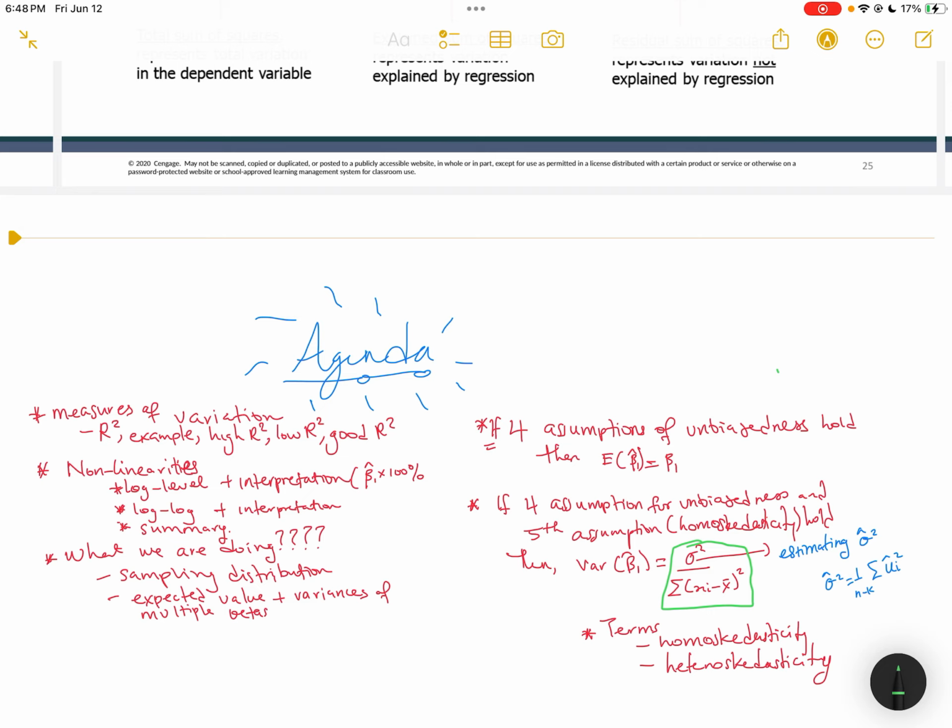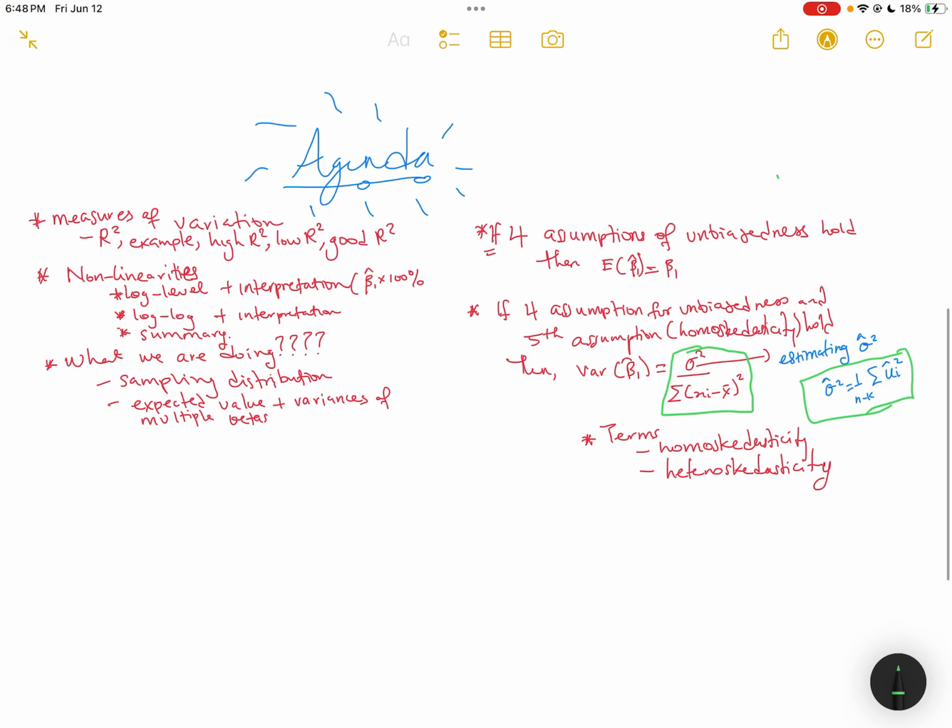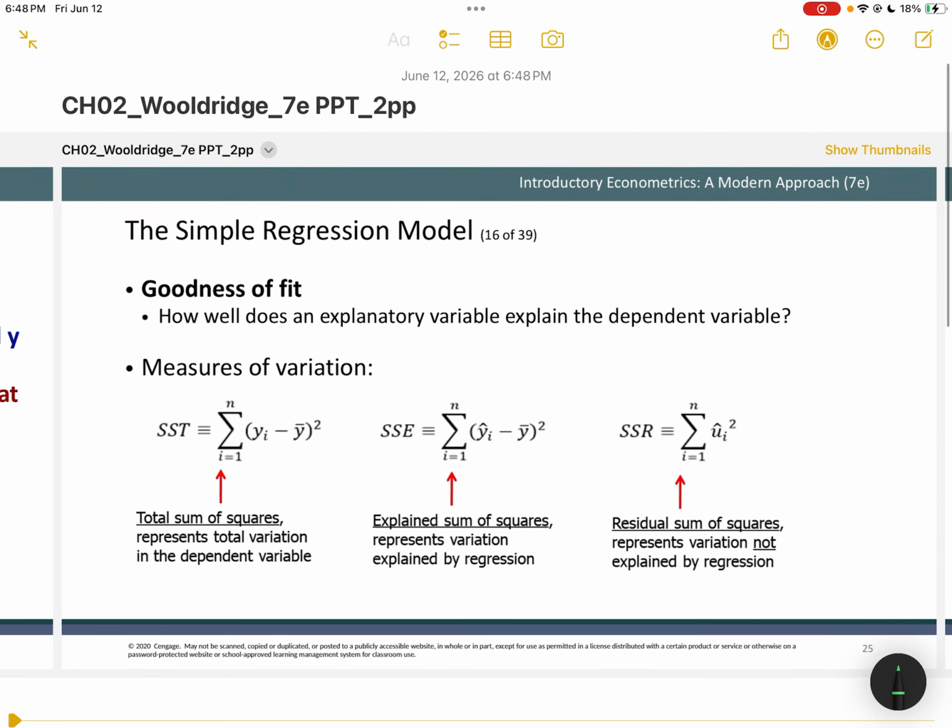And we have to estimate that sigma squared. That sigma squared, when we estimate it, is known as estimating the error variance. And this is how we estimate it. So again, Spencer, you were right onto something in class last time. Then we look at some terms, homoscedasticity and heteroscedasticity, and we'll call it done.